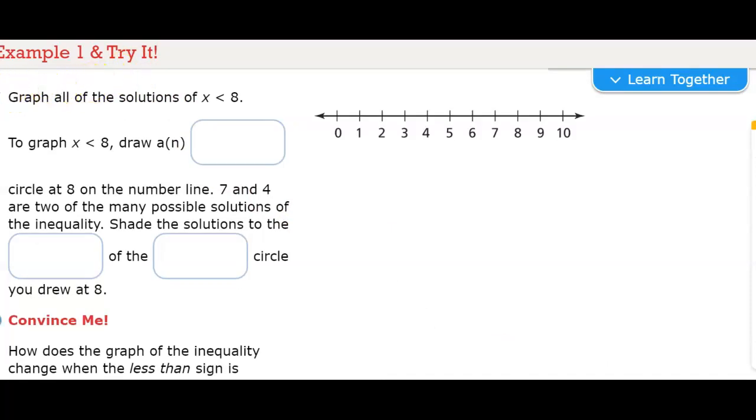Graph all of the solutions of the inequality x is less than 8. To graph x is less than 8, draw an open circle, the word open.